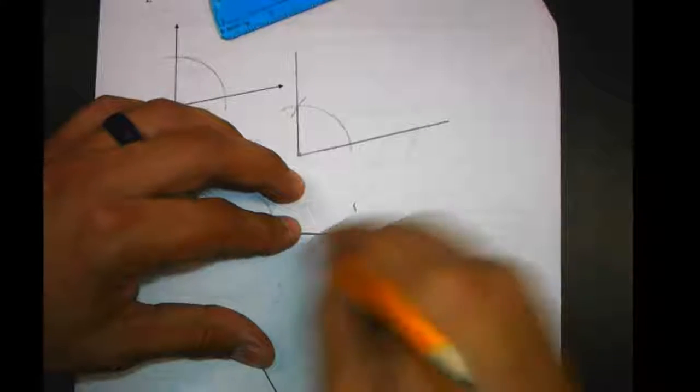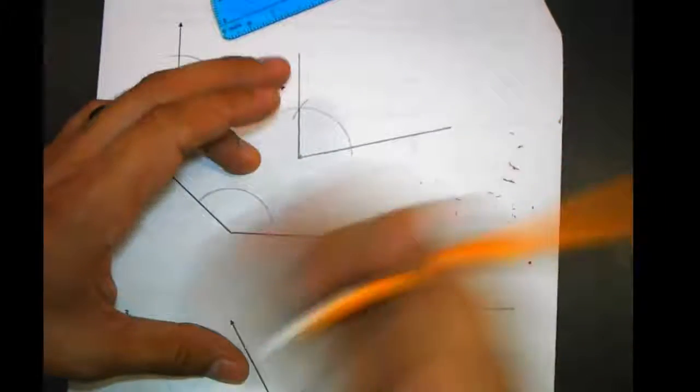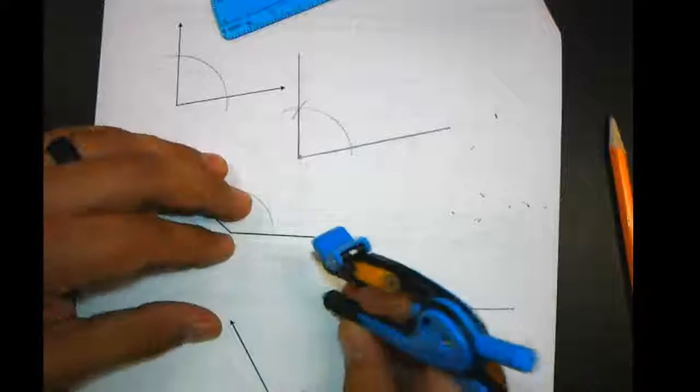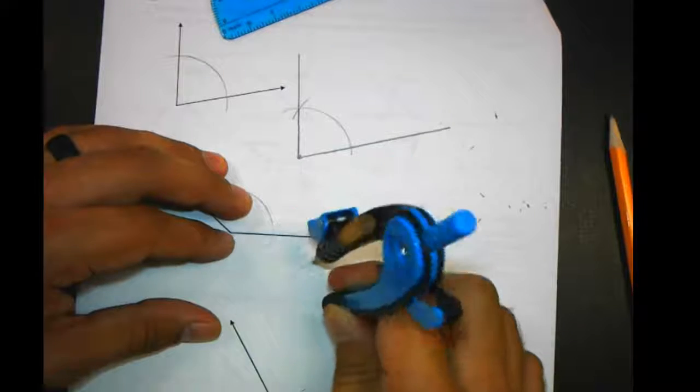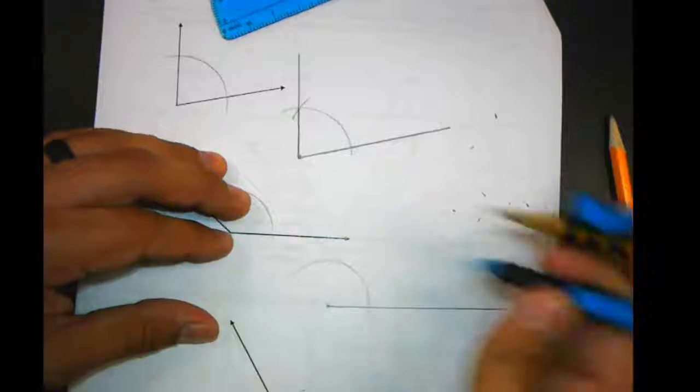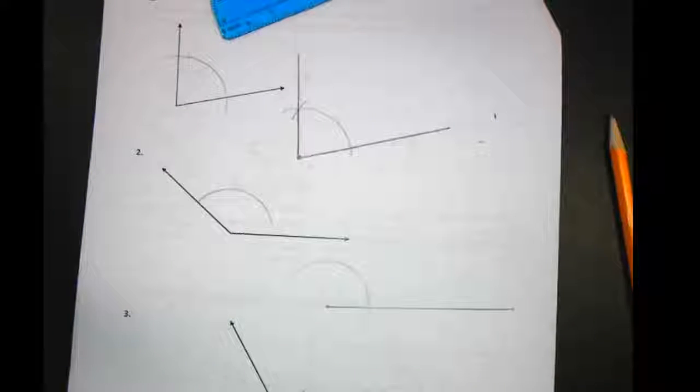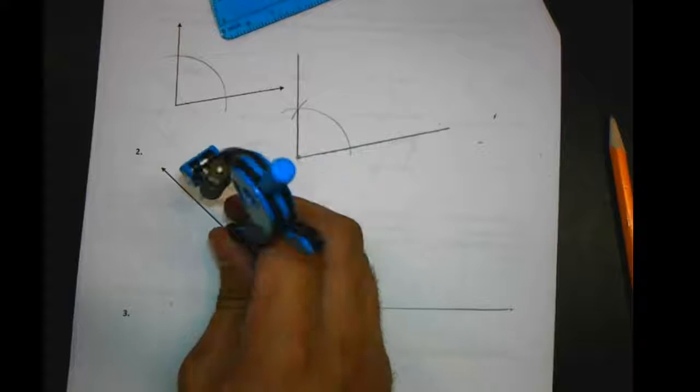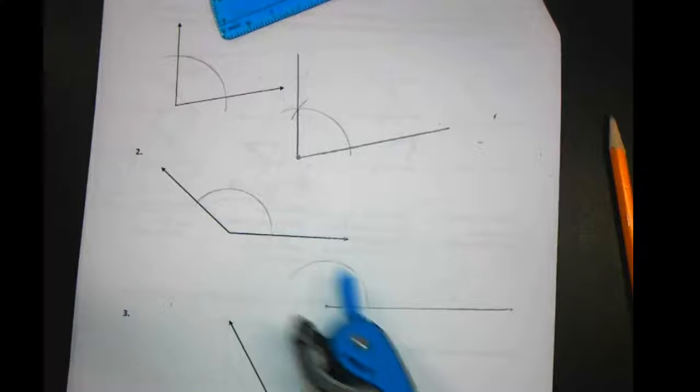Hold on. If your arcs are in the same spot, like over here. Right. The measure of the arc, it could be a bigger or smaller arc as long as these match. That's what matters. That's a good question.